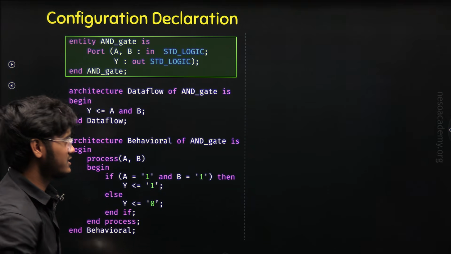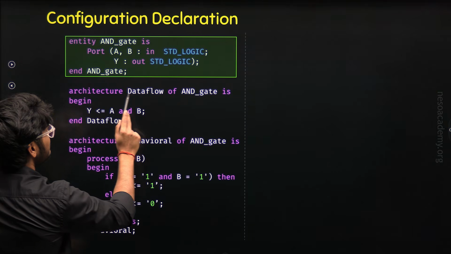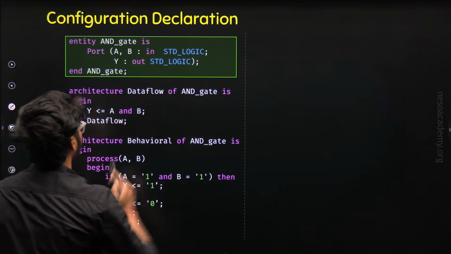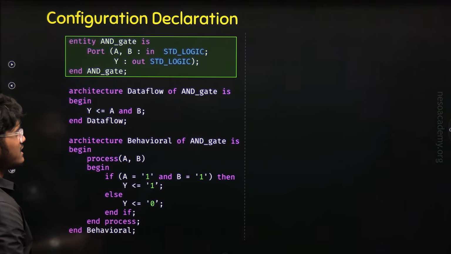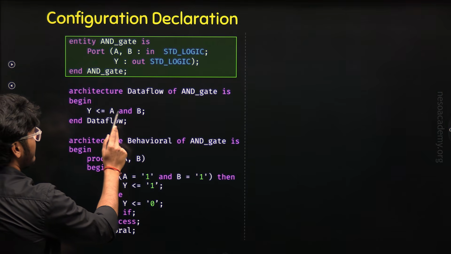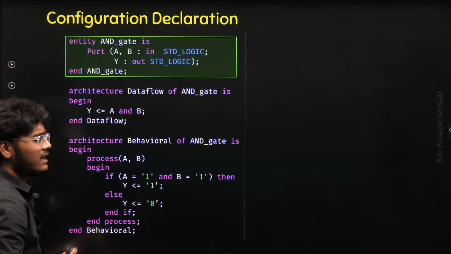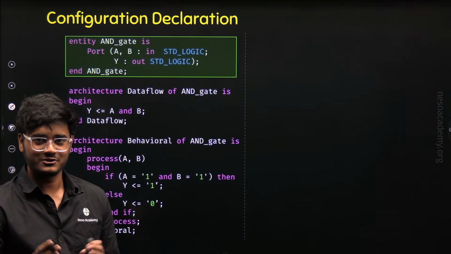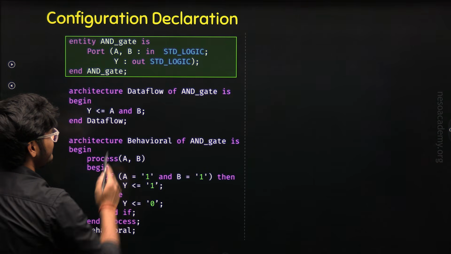The very first architecture named as data flow. So, architecture data flow of entity and underscore gate is. We will define our logic after begin. And what is the logic? Logic is output Y is assigned A and B. We are using the keyword AND. AND is a logic operator, acts like a real AND gate. So the logic is output Y is assigned A and B.